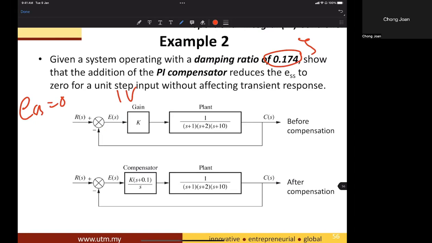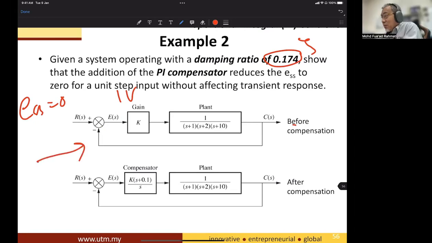So this is a block diagram before compensation, before controller design. And then this one is after compensation design. So engineering is like that. You always make comparison before and after.